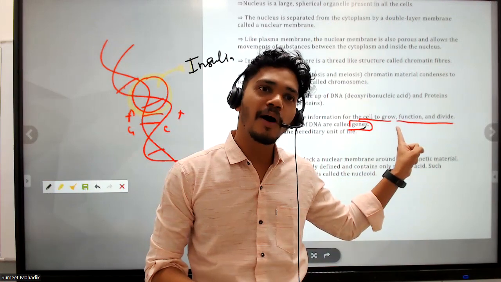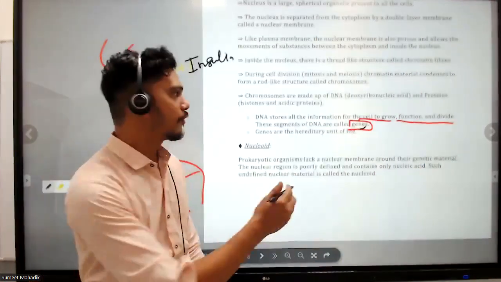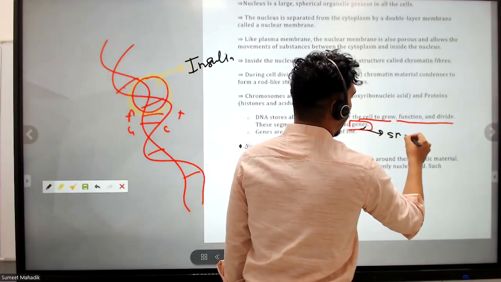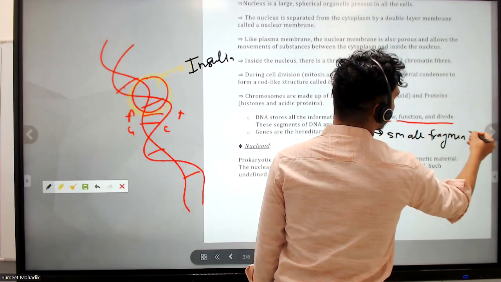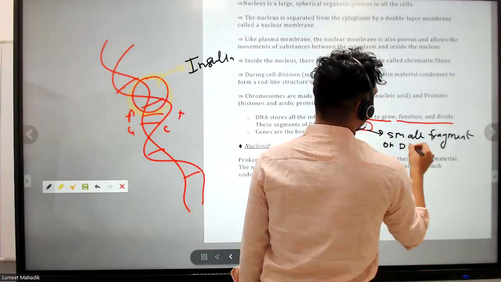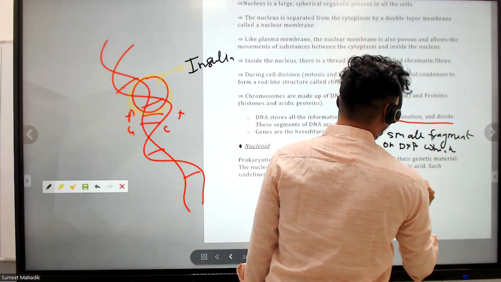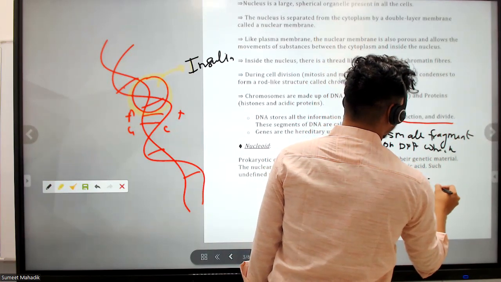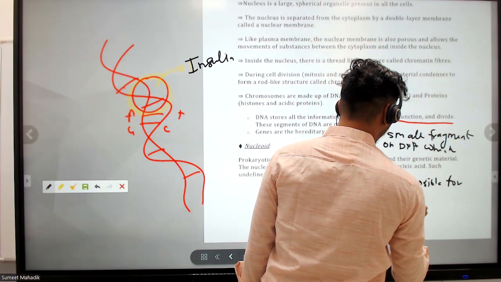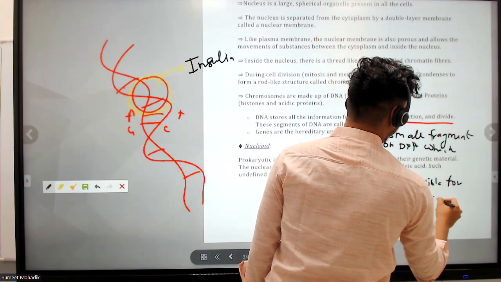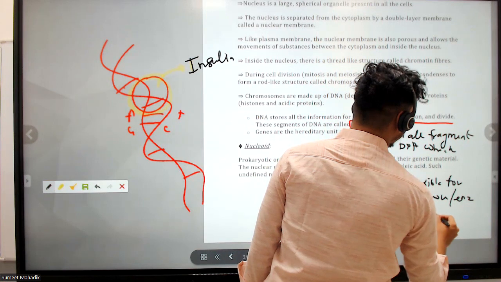Okay, this gene is what? What does that gene mean? It is a small fragment. We can say a gene is a small fragment on DNA which is responsible for a particular hormone or enzyme, for example, insulin.